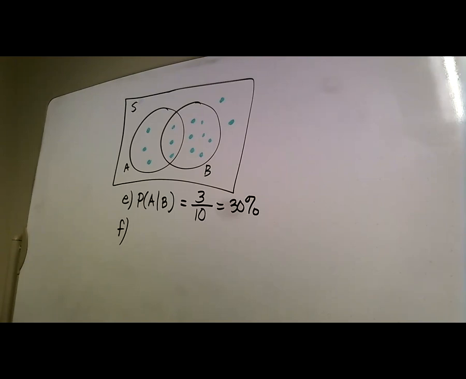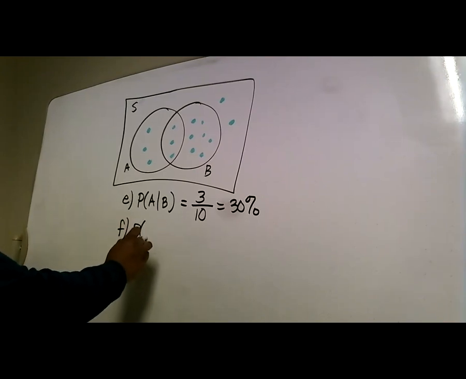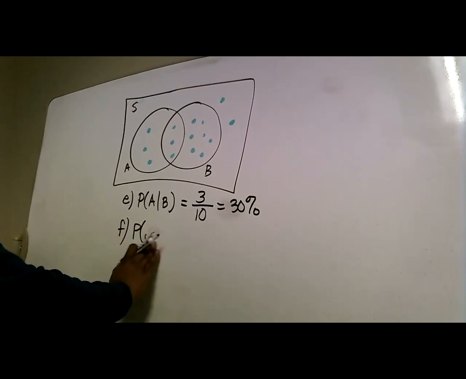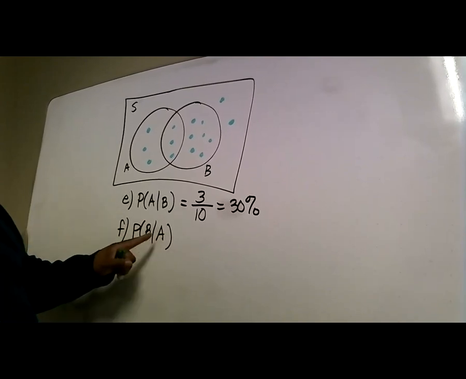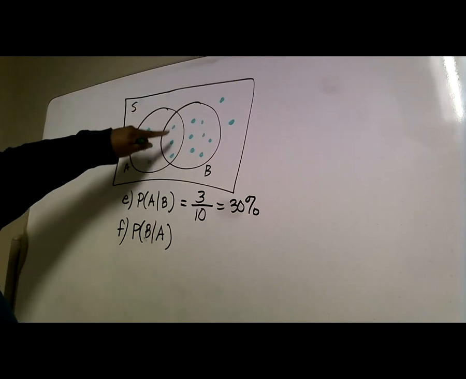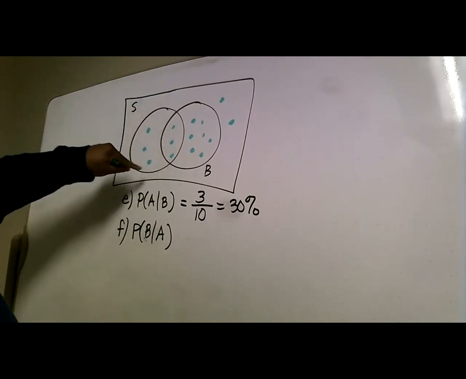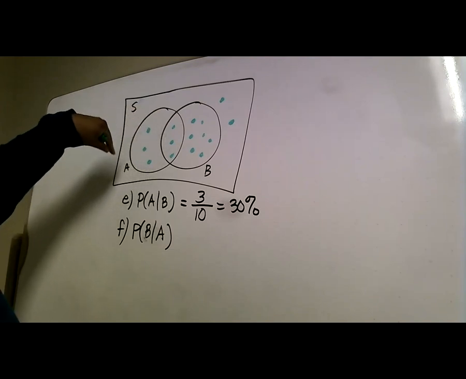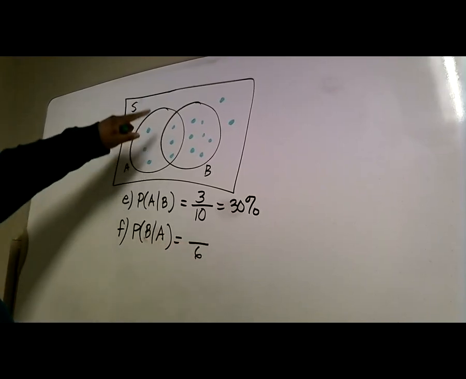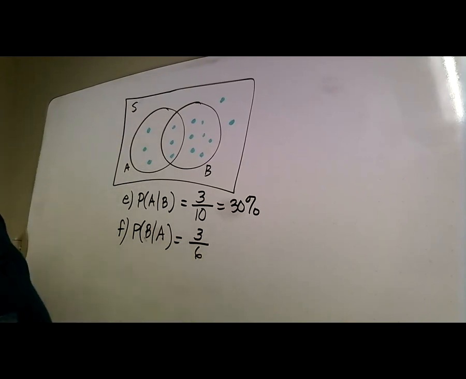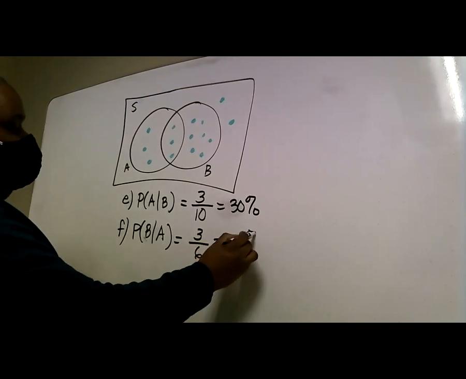All right, now part F. The probability that event B will occur given that A has already happened. So this is B given A. B goes first and then A after that. So let's look at event A first. A has already happened. This is event A. How many dots are there in event A? Six. But what's the number of dots that are in the intersection of A and B? It's 3. So it'll be 3/6. And as a percent, this will be 50%.